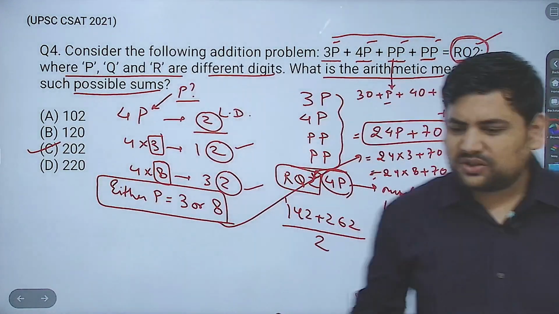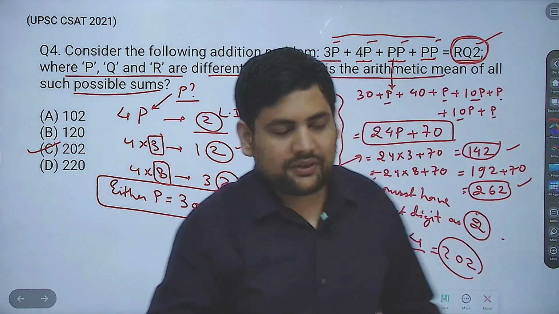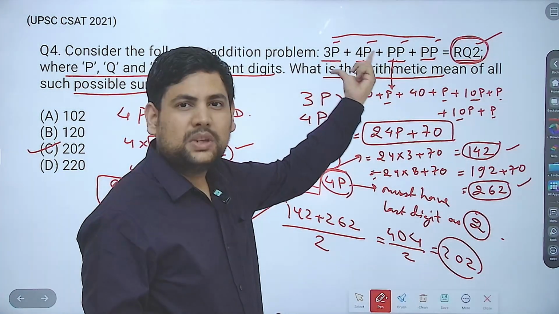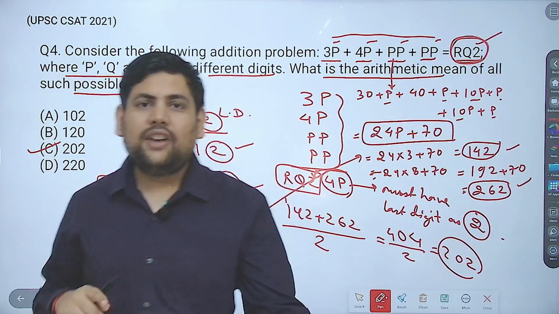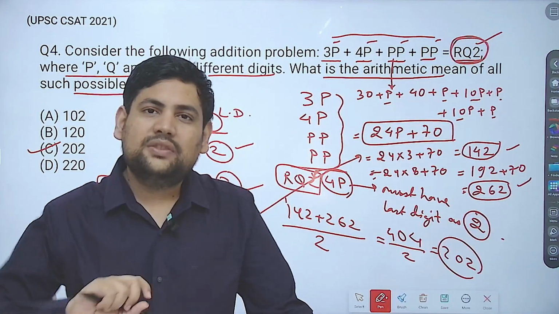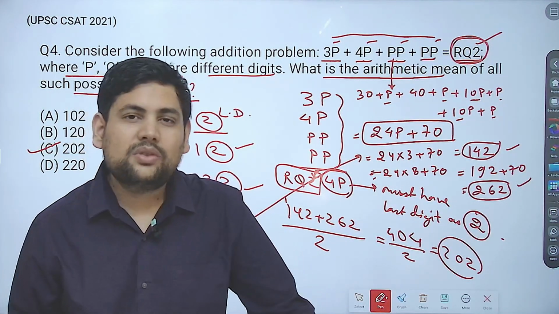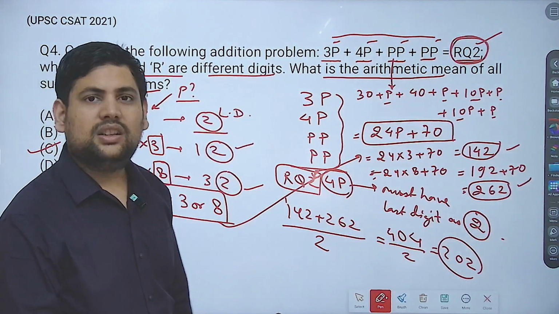Of course you have to do a lot of things and some calculation also. That's why I usually say that when you see puzzles like this, with digits written like 4p, 3p, 2p equal to rq2, it requires understanding of last digits, which digit you will get. Mostly you will get 2-3 cases, and for all of them you have to do something. So usually I tell them to attempt questions like this at the last.